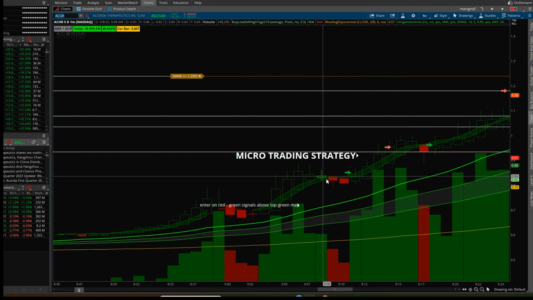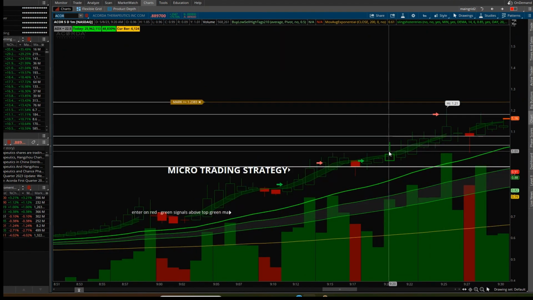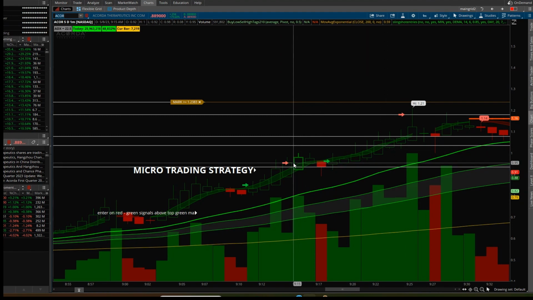So we had a red to green in the green cloud right here, getting in here at 85 cents. I hate this price range, but whatever. This is a target, 94. I actually got out a little above that at 95. So that was a 10-cent trade on a really cheap stock, and it had really good volume.